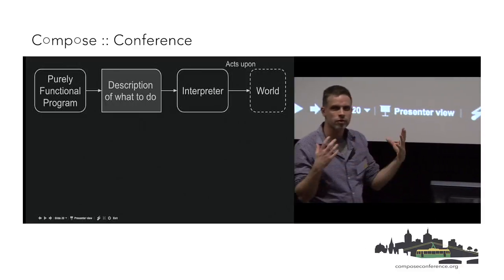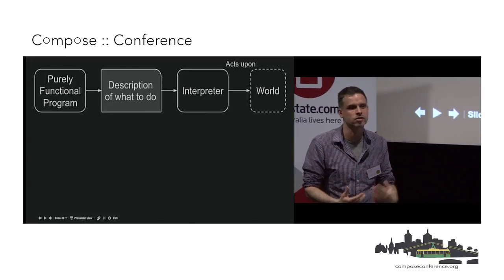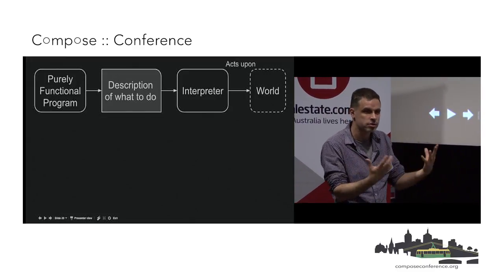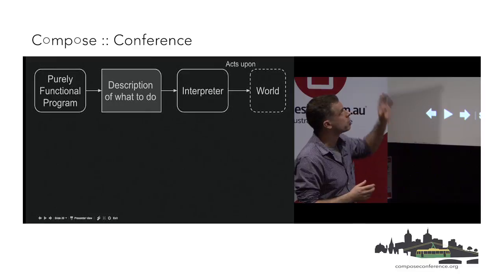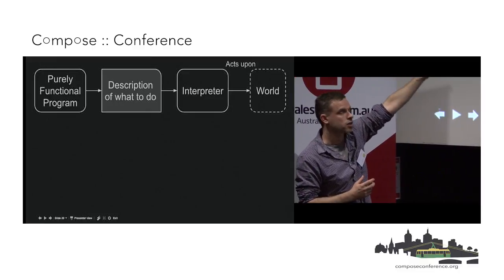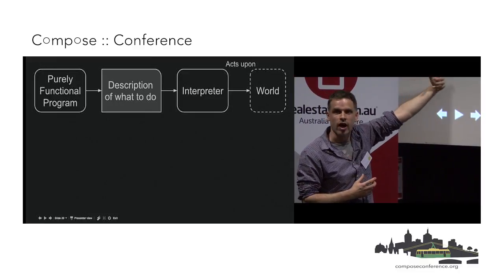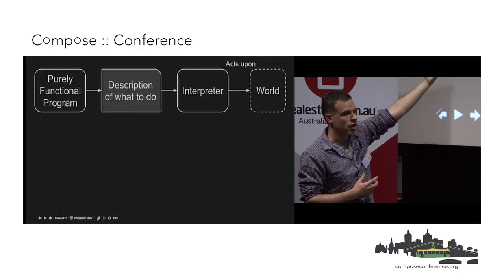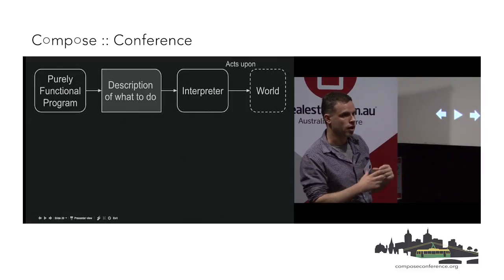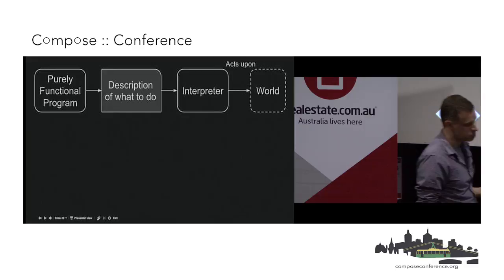And for me, one of the most tangible wins of this, and really the most tangible win of functional programming in general, is that it's very easy to verify the correctness of that description if you haven't actually got side effects going on, and you've just got the description there.